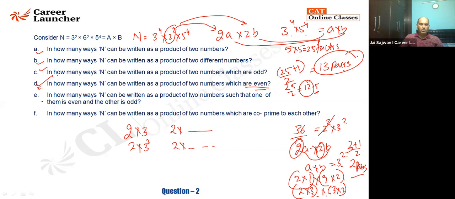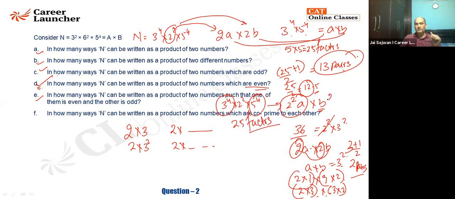Okay. Let's talk about E now. How many ways can n be written as a product of two numbers such that one of them is even and the other is odd? Fine. I know n is 3 to the power of 4 into 2 to the power of 2 into 5 to the power of 4. I will take all the 2 square at one place and the rest will come at the other place. Once you take 2 square on one side, now look at this. One number is a multiple of 4. So you need to find the factors of the other number. There are 25 factors, so I'll say there are 25 pairs possible here.